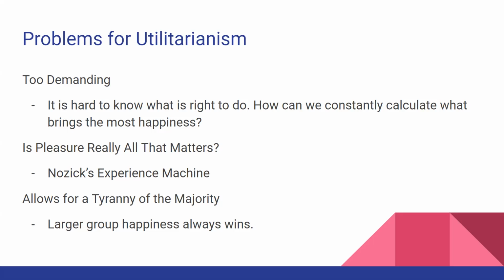Another problem for utilitarianism is the tyranny of the majority, in the sense that it's always the case that the happiness of the larger group is going to win out.